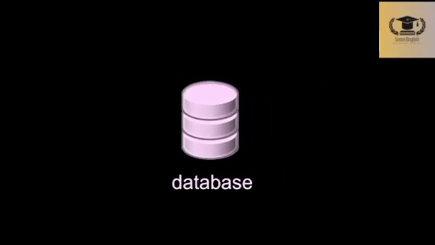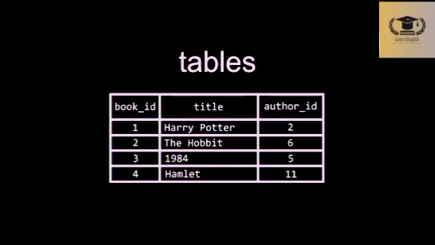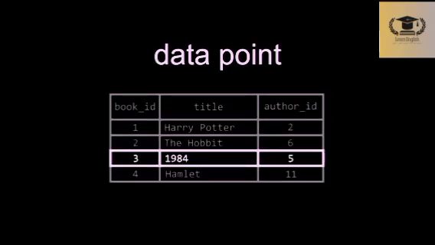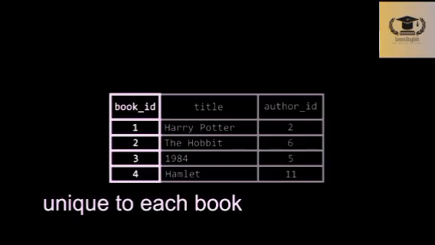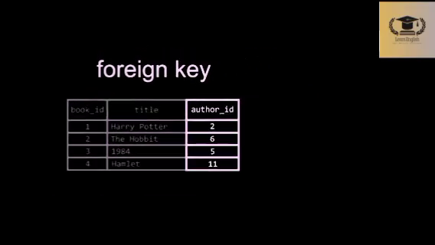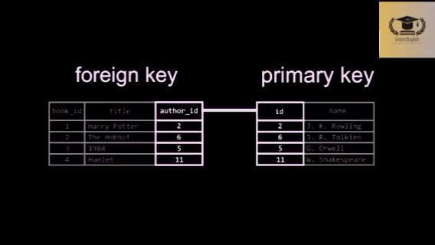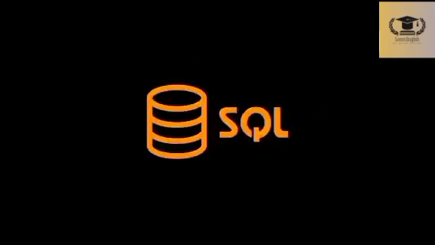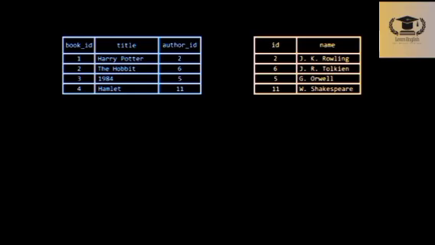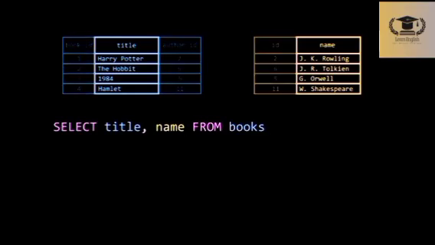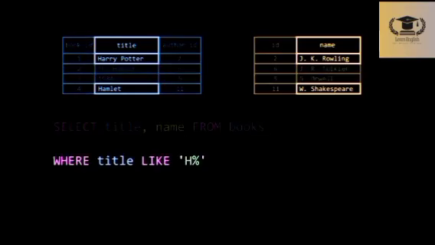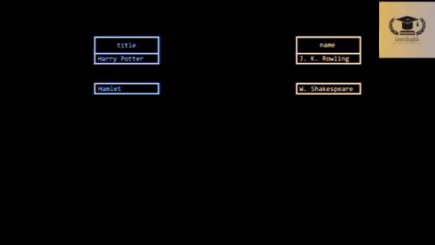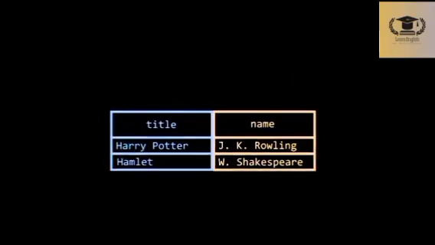The most common type of database is a relational database, which uses tables to store data. Columns of a table contain different attributes, and rows represent individual data points. Also, each table has one unique attribute called the primary key. A foreign key is the primary key of another table, establishing a relationship between the two. In this case, each book is connected to an author. With a language like SQL, you can write statements to work with data from these tables. You could look up the titles and authors of all books whose title starts with an H, but for that we have to join the authors table with the books table on the matching key to combine two attributes from different tables into one, giving us this output.